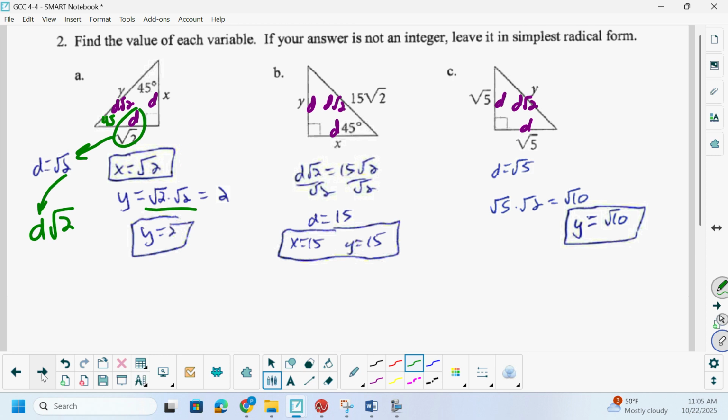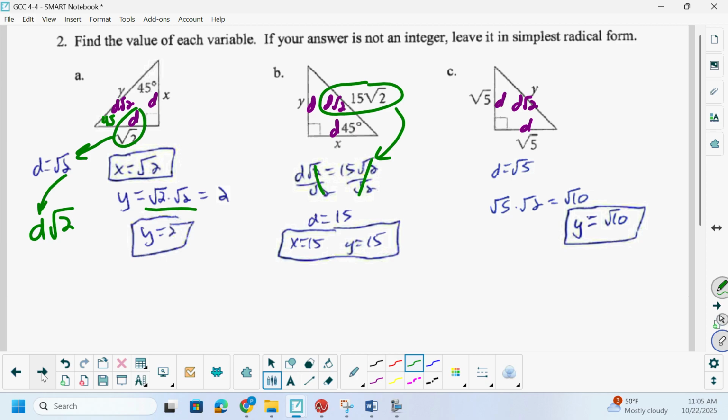In B, we've got a 45, 45, 90, so label your d square root of 2. Step 2, set up an equation with the side that has a number. So d square root of 2 equals 15 square root of 2. Divide both sides by square root of 2. The square root of 2's divide out, so d is just 15. And x and y were both just d, so x and y are just 15.